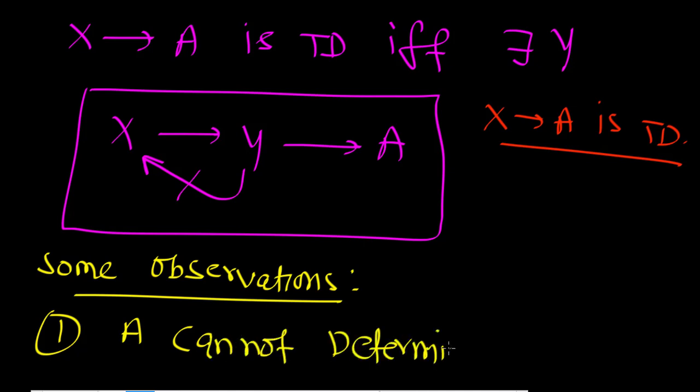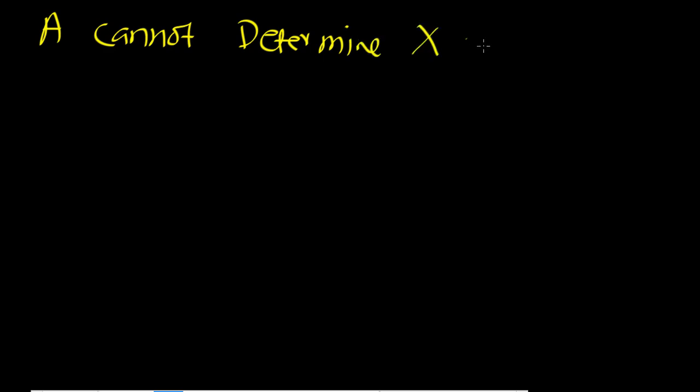You try to prove it. Can you prove it? A cannot determine X. This we can prove. Okay, so let's prove. Remember, A cannot determine X. And how can we prove it? The proof is very simple.